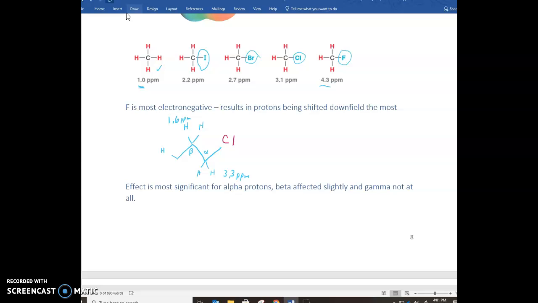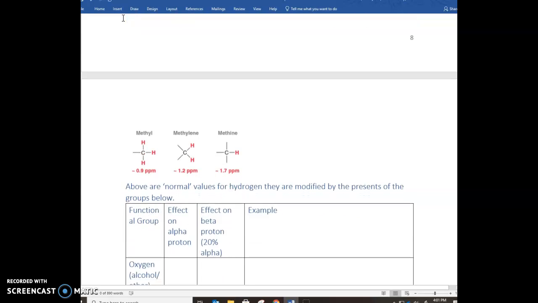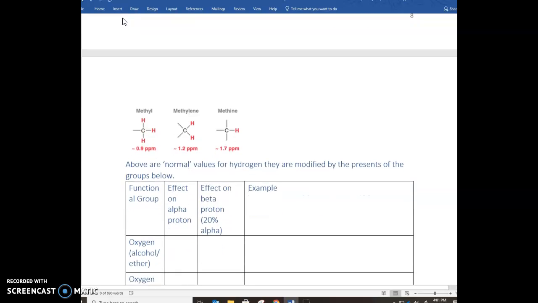The 3 hydrogens on the gamma carbon are not affected, and they appear at 0.9. So the effect is most significant for the alpha protons. The betas are affected slightly, and the gamma not at all. So I've got some numbers here. If we have a methyl group and it's not affected by anything nearby, then we can expect its peak to be at 0.9. That's this right here.